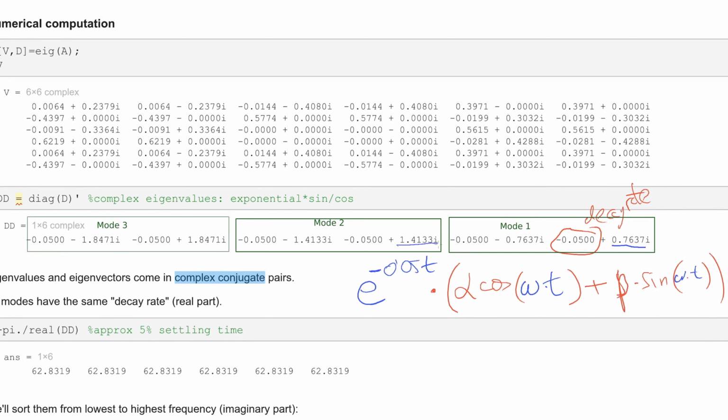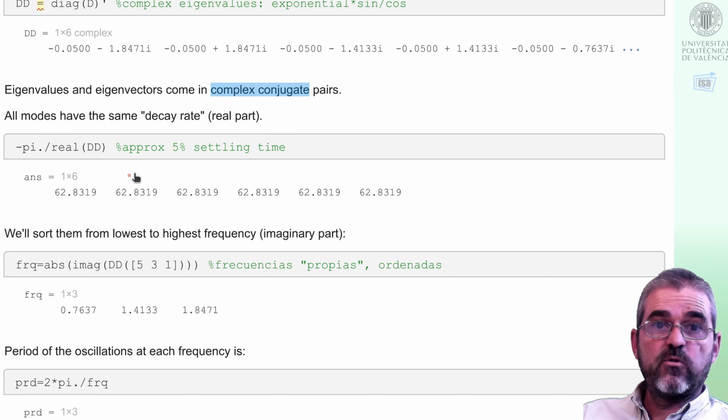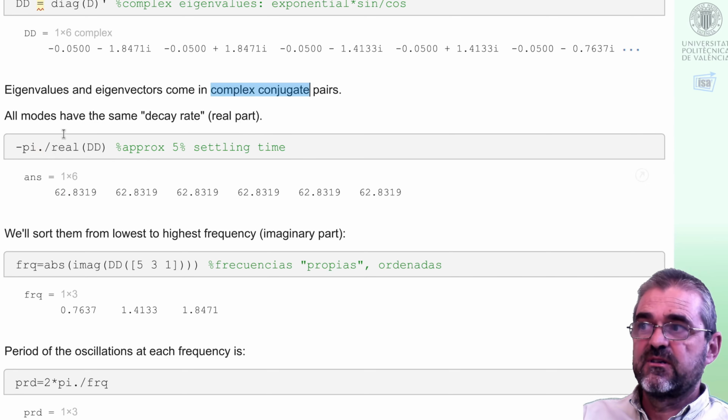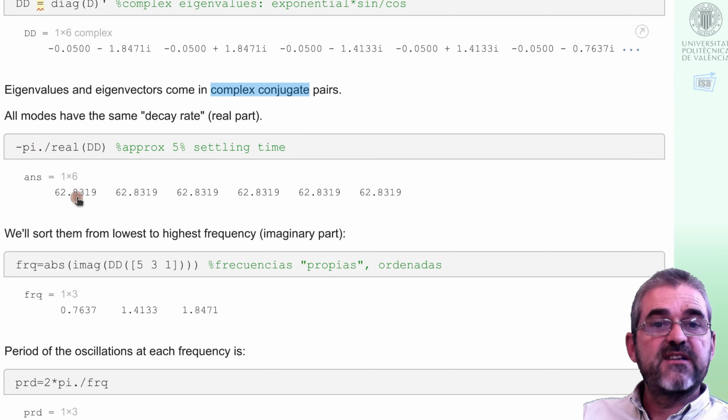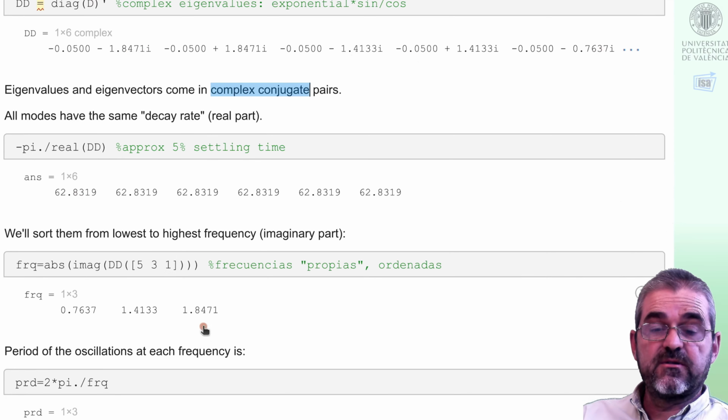0.76, 1.41, 1.84. So this will be the shape of the response of each of the modes, and the free response will be a superposition of these 3 exponentials and oscillations. Settling time will be roughly 3 or 4, or pi, depending on the textbook, divided by the real part, 63 seconds. And the oscillation frequencies, these 1.8, 1.4, and 0.76, I will sort them in increasing order, as usual in mechanical engineering.